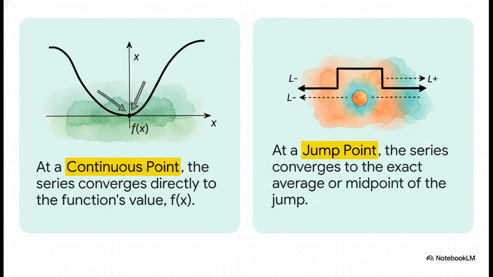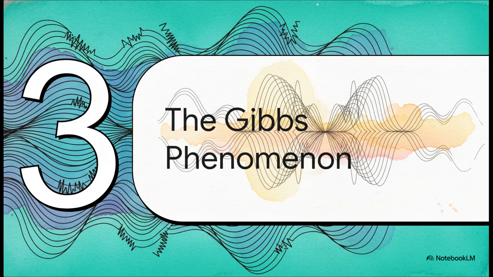Easy. But at a jump, this is where the series does something amazing. It literally splits the difference. It converges to the exact midpoint of that jump. It doesn't pick the top value, it doesn't pick the bottom, it lands perfectly in the middle. So the series lands on the midpoint of the jump. Case closed, right? We're done?